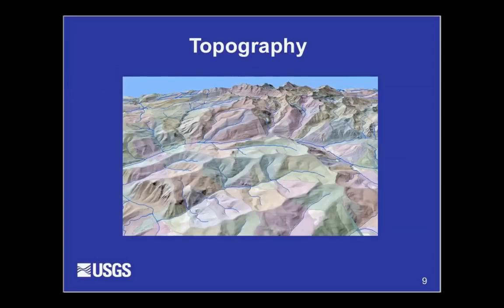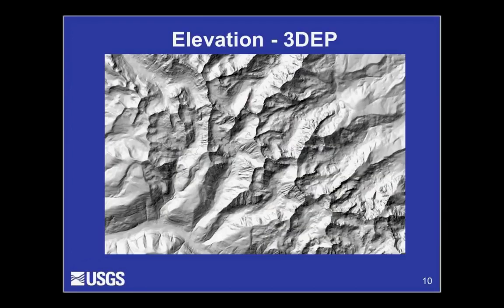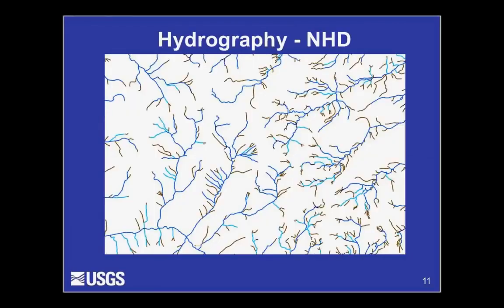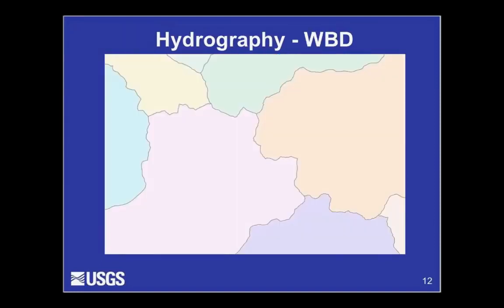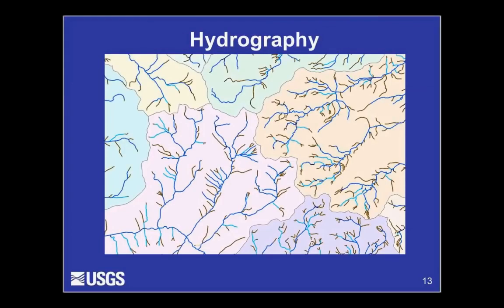The underlying foundation of topography consists of surface elevations and the hydrography that shapes and is shaped by that surface. The USGS provides a geospatial fabric of surface elevations through its 3-dimensional elevation program, or 3DEP. Complementing this, the USGS provides a geospatial fabric of hydrography in 2 data sets. The first is the National Hydrography Data Set. The second is the Watershed Boundary Data Set. Combined, these 2 data sets identify water courses on the landscape and the drainage basins that contain them.